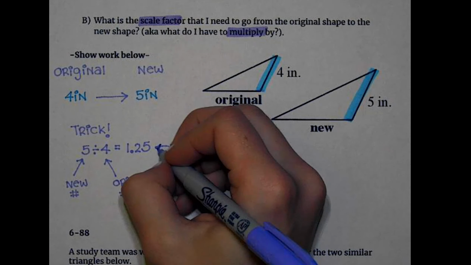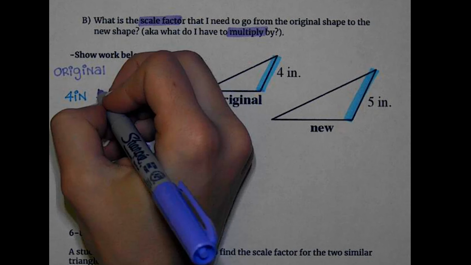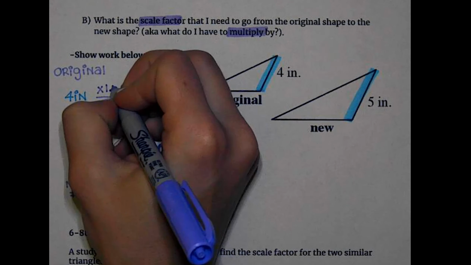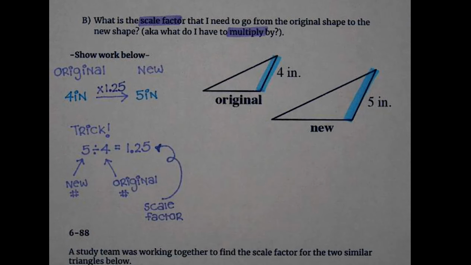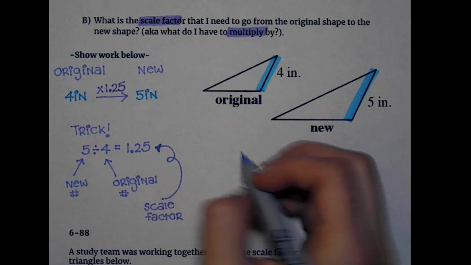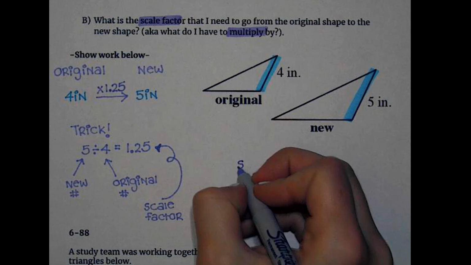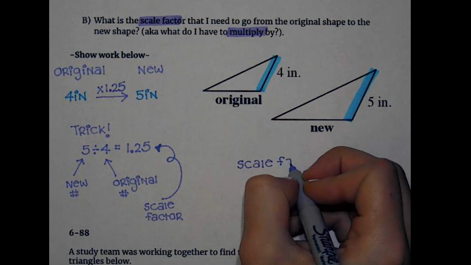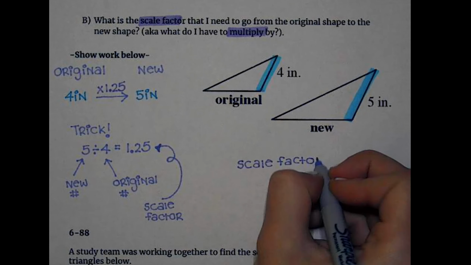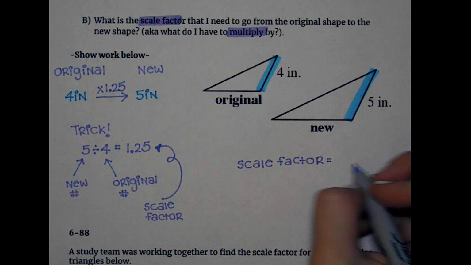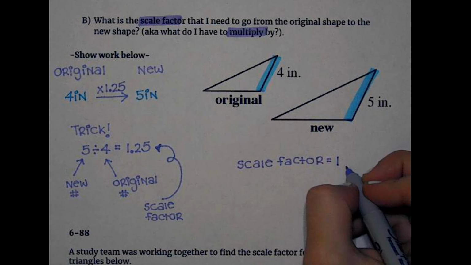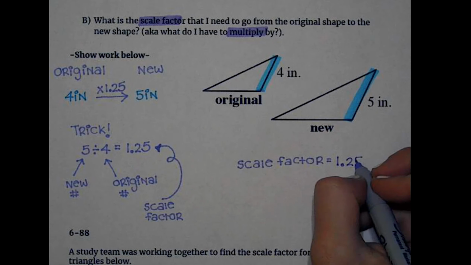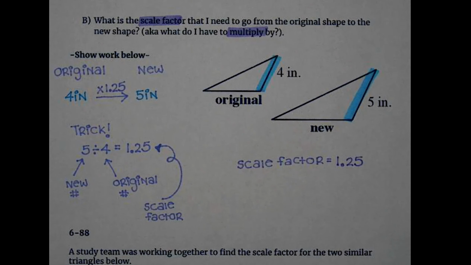Okay, it's as easy as that. Then I'm going to write right here times 1.25. And if you do that in your calculator, you will find that that is correct. And then I'm going to have you write somewhere on your paper so that I know what the answer is and so that you keep track of it. Scale factor equals 1.25. And there's your answer.